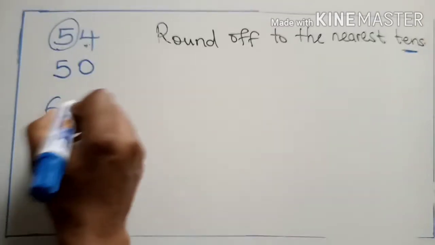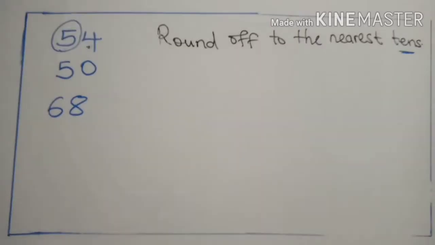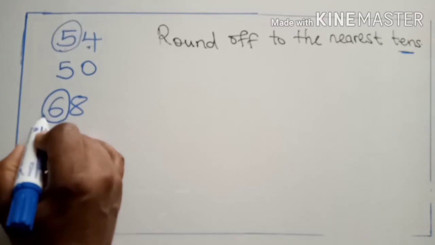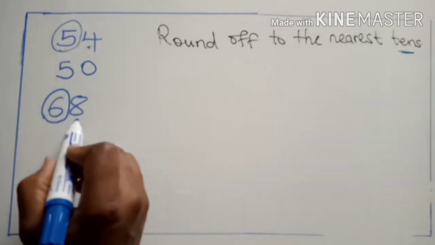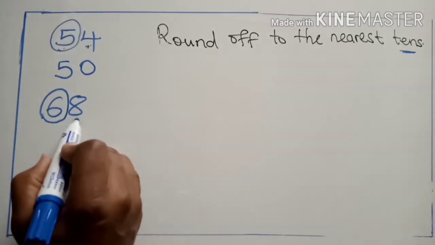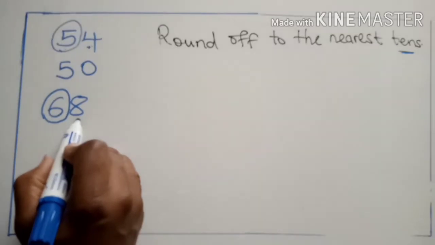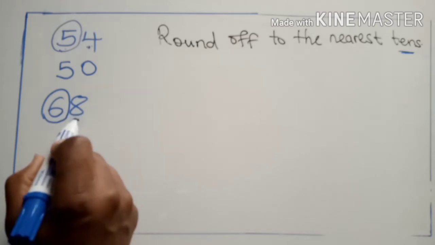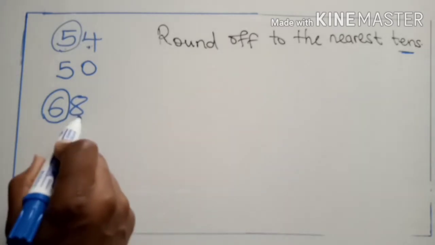Now let's look at this number 68. Now 68, the tens is this 6. Now let us look at the number next to the 6. We are going to round it up, okay? Rounding up because this number is 5 and above. It is already a 5 and above. It is an 8, okay?